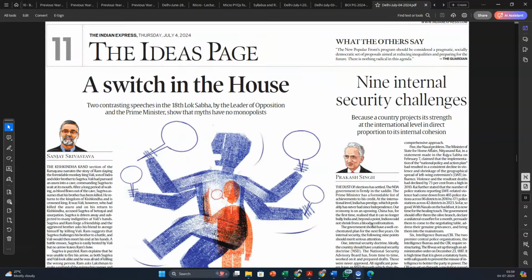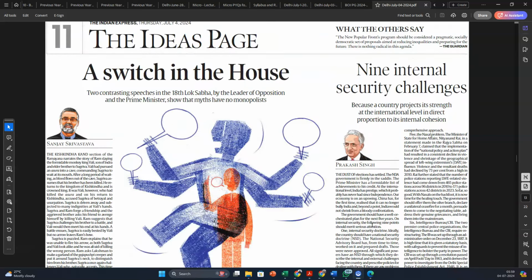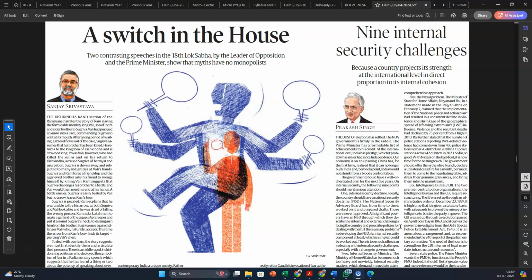Then the next is the Naxal problem. Yes, the Naxal problem has gone down significantly, from somewhere around 96 districts in 2010 to only 42 districts in 2023. They are on the back foot, but at the same time, this is the time to re-engage them in terms of talks.